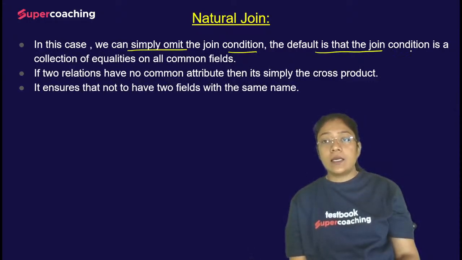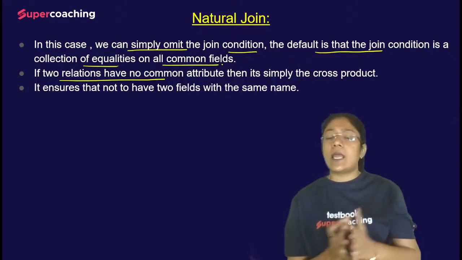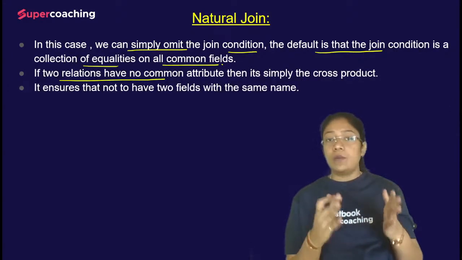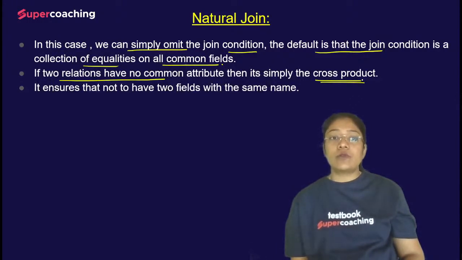The default is that the join is a collection of the equalities of all the common attributes. So if two relations have no common attributes, it will behave just like the cross product, right? Because no condition has been applied, no attributes are getting discarded. So if no common attribute is there, then the result will be the same as that of the cross product.